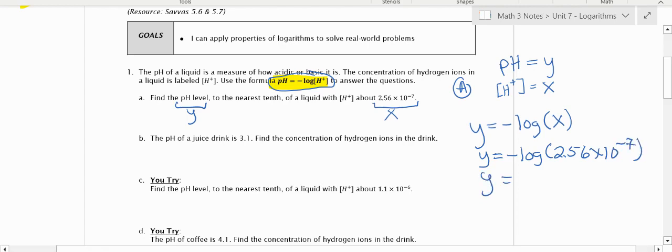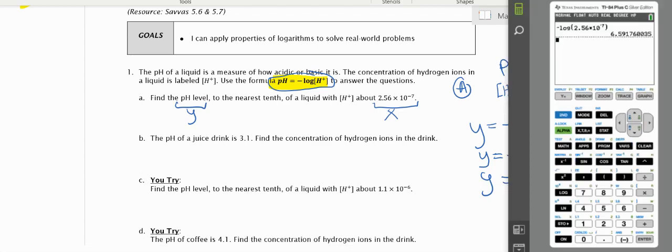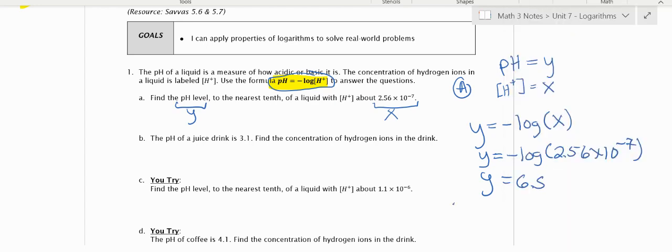If we go ahead and put that into our calculator, you can see I have it here already, so negative log, and then parenthesis 2.56 times 10 to the negative 7. We get 6.59. So that's a pH level. So pH is 6.59. Again, 7 is considered neutral if you were doing this in chemistry class. 6.59 is pretty close to 7, so it is acidic, but it's not super acidic, right, because it's pretty close to 7.